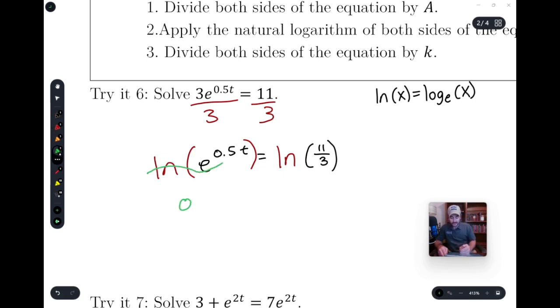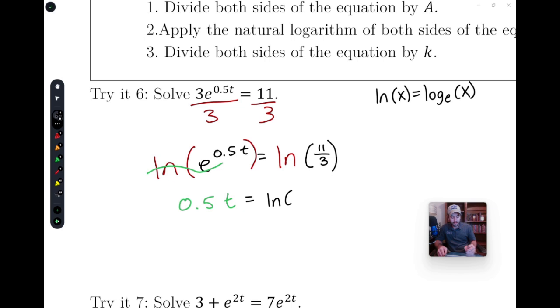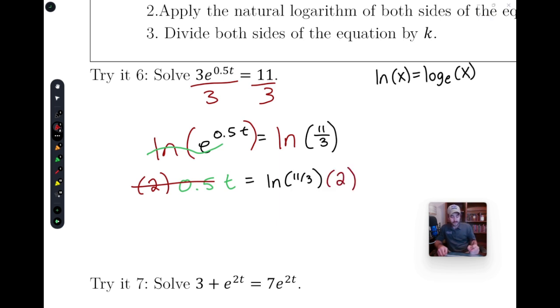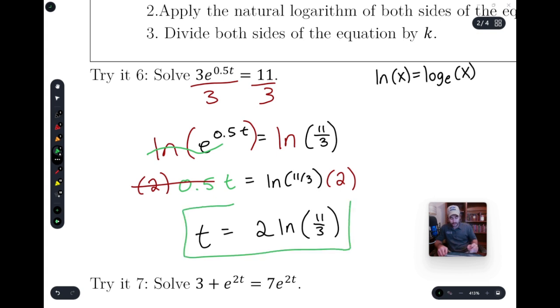We'll be left with 0.5t equals ln of 11 over 3. And how do we get rid of a 0.5? We multiply by 2. 2 times 0.5 is 1. What you do to one side, you have to do to the other side. So we'll multiply this side, and we'll be left with t equals 2 times the natural log of 11 over 3. Box it and be done.